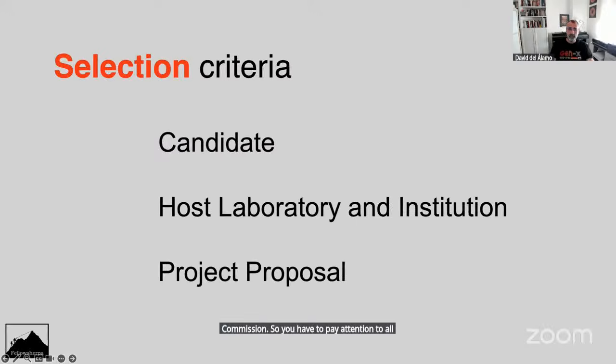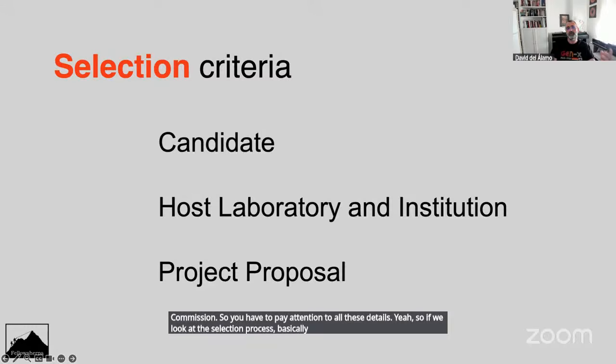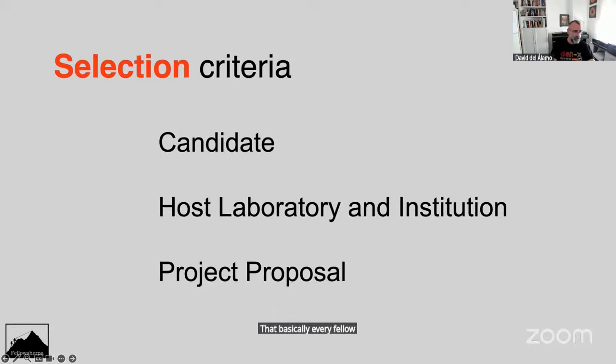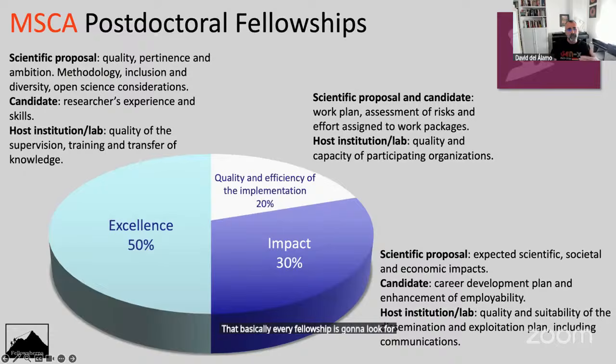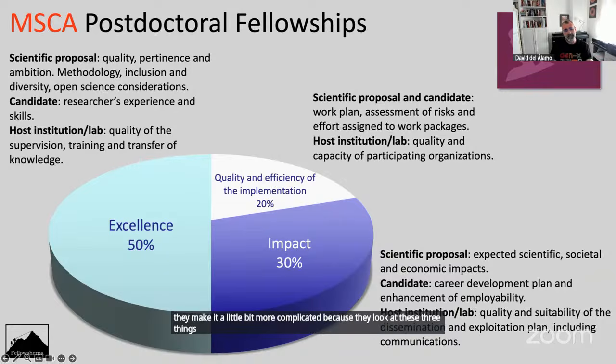Yeah. So if we look at the selection process, basically the selection is based on three aspects: the candidate, the host lab, and the project proposal. These are the three things that basically every fellowship is going to look for. In the case of Marie Curie, they make it a little bit more complicated because they look at these three things from three different aspects.